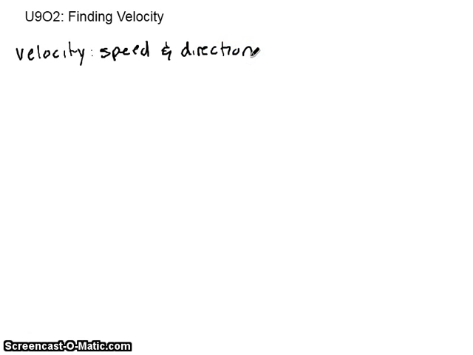So having a negative velocity is going to be okay. That just means we're moving either to the left or down depending on which way we're going. So speed and direction, velocity is allowed to be negative.